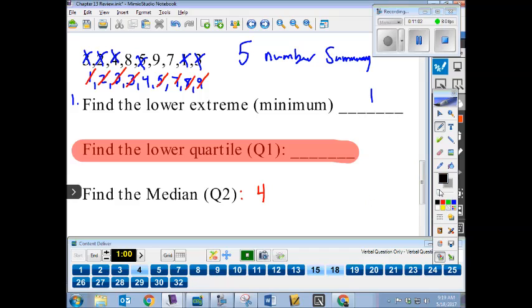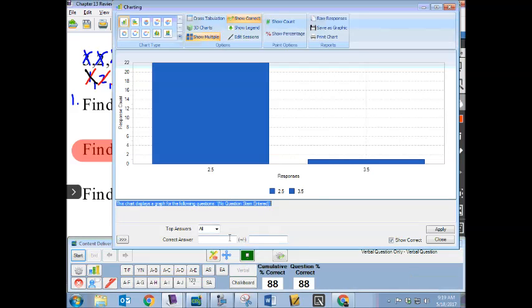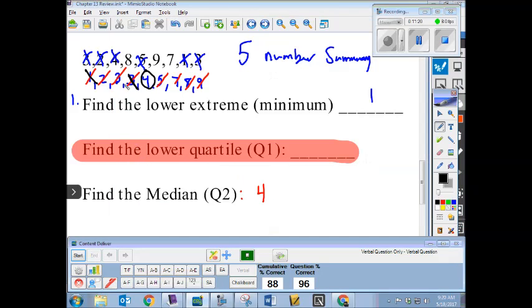Now we've got to find Q1, right, guys? We take the smaller half, the first half of the numbers, and find the middle number. So we cross off the smallest, the biggest, and end up with 2.5. When you have two numbers in the middle like that, you add them up, 2 plus 3, which gives us 5, then divide by 2, which gives us 2.5.